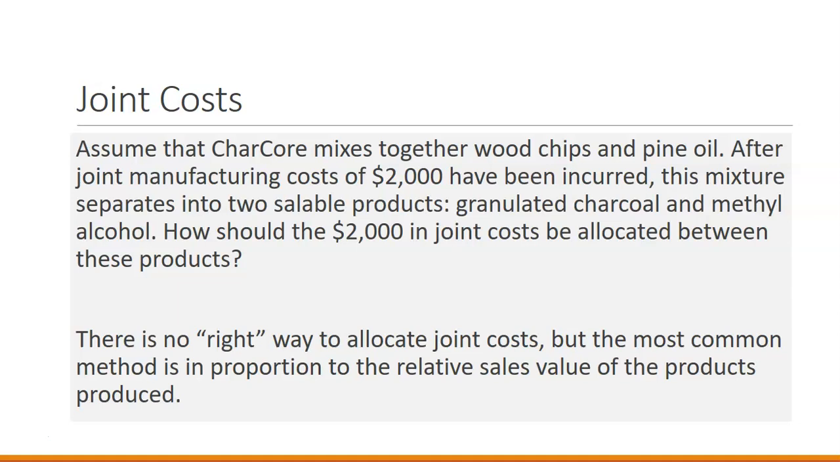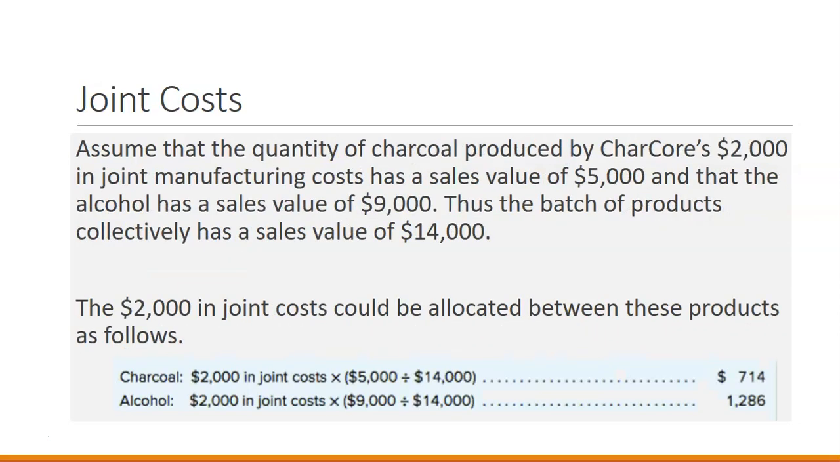So we have a company that mixes together wood chips and pine oil. After joint manufacturing costs of $2,000 have been incurred, we have two products that can be sold: granulated charcoal and methyl alcohol. How should we allocate these $2,000 in joint costs? Of course, there's no right way to do it. There are several common methods that we can use, based on the relative sales value of the products produced.